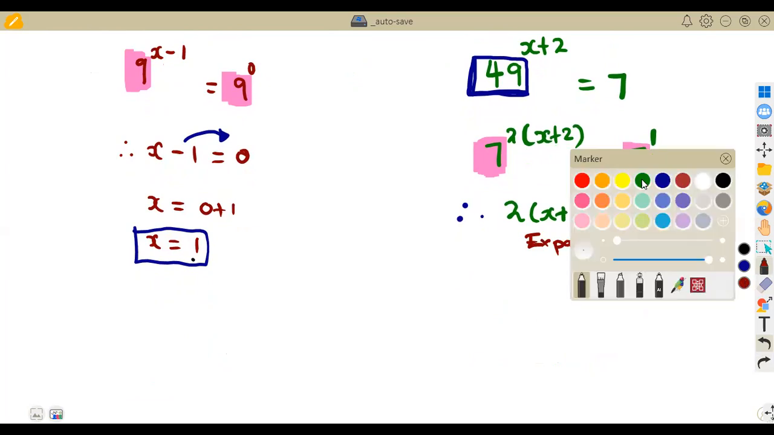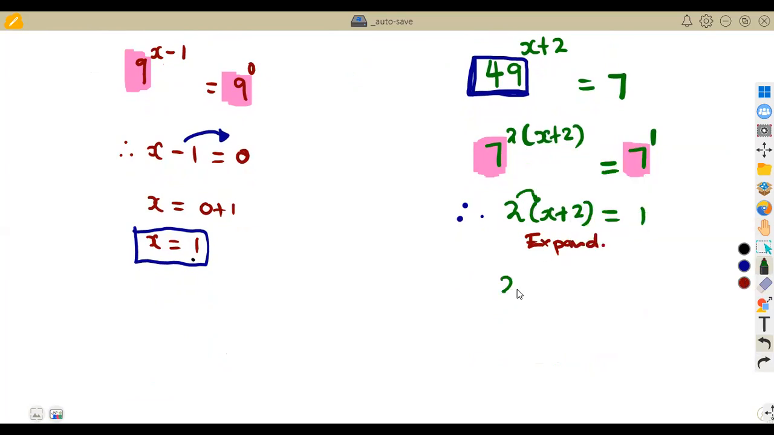I have to multiply everything by 2. So that's 2 times x here, which is 2x. 2 times 2 here, which is a 4. And this is equal to 1. So I can be able to solve for x.